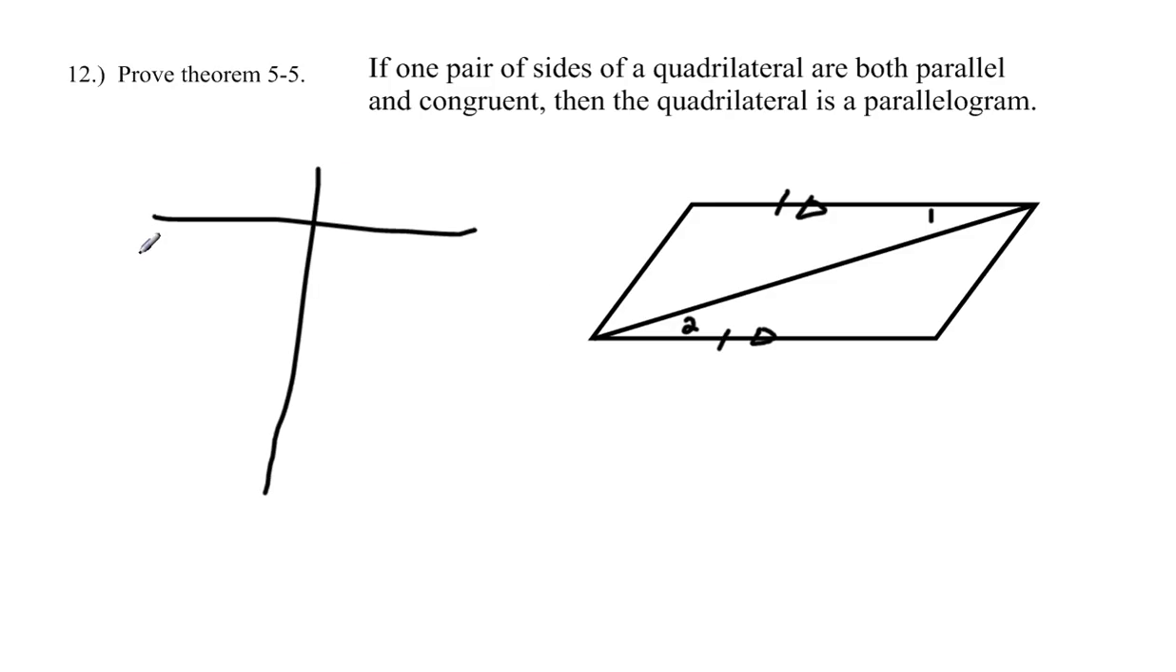I would start by labeling all these sides here so we have something to reference. And I would probably say AB and CD are congruent and parallel.